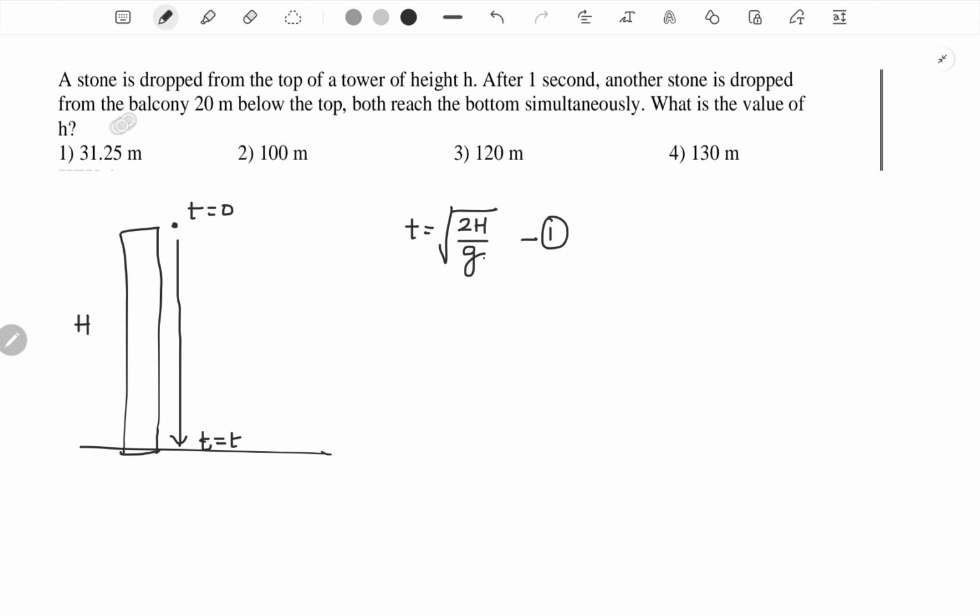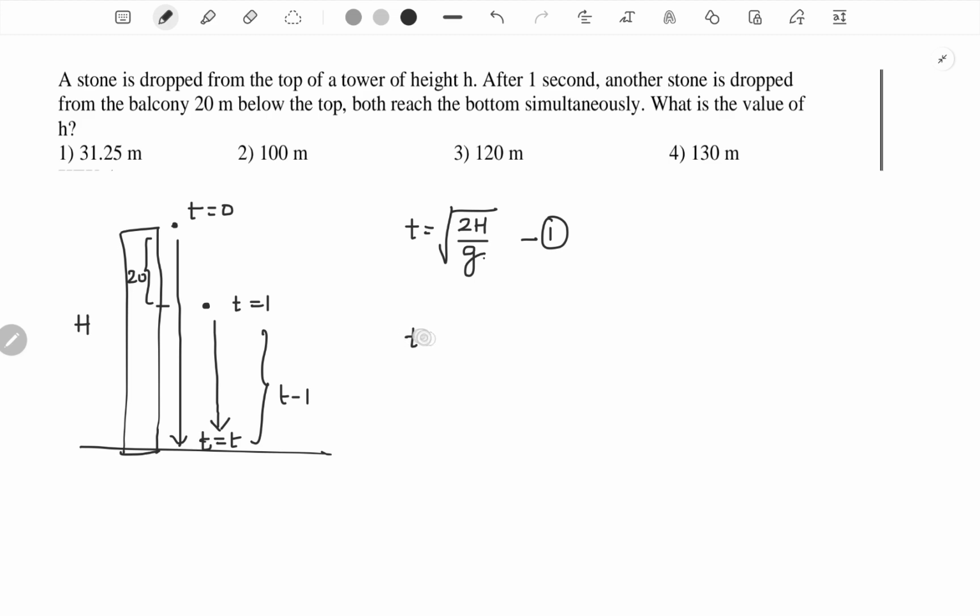Now look at the second body. After 1 second, another stone is dropped from the balcony 20 meters below the top. So if I take a point, this is 20 meters below the top. From here, another stone is dropped at t equal to 1. So both reach the ground simultaneously, which means this also would reach the ground at time t. That means this one basically took t minus 1 seconds to reach the ground.